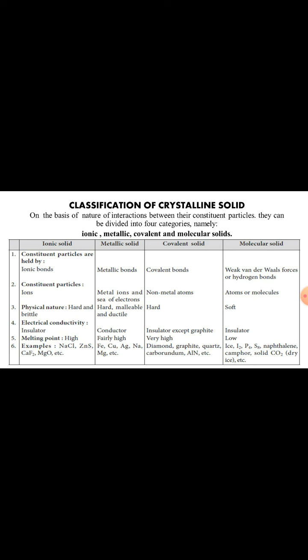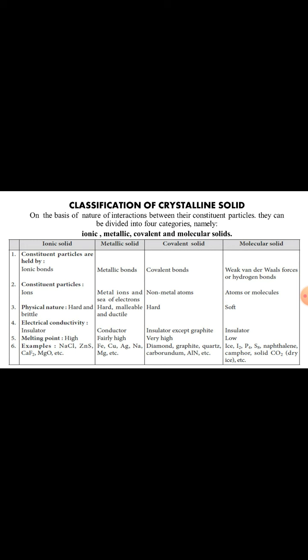Now the second solid is metallic solid. As the name indicates, these solids are made up of metals. Here the particles are held together by metallic bond and the constituent particles are metal kernels in the sea of mobile electrons.